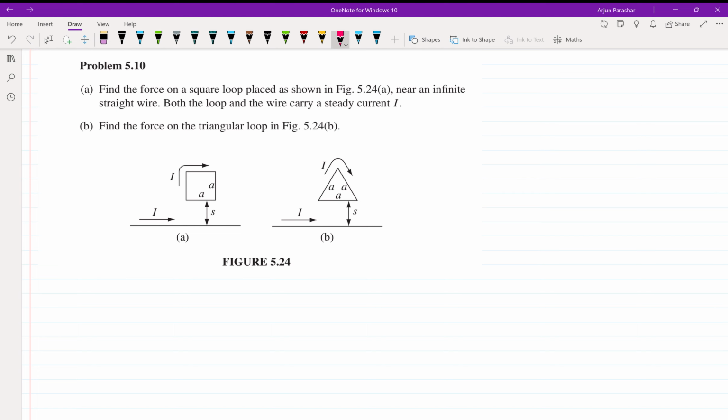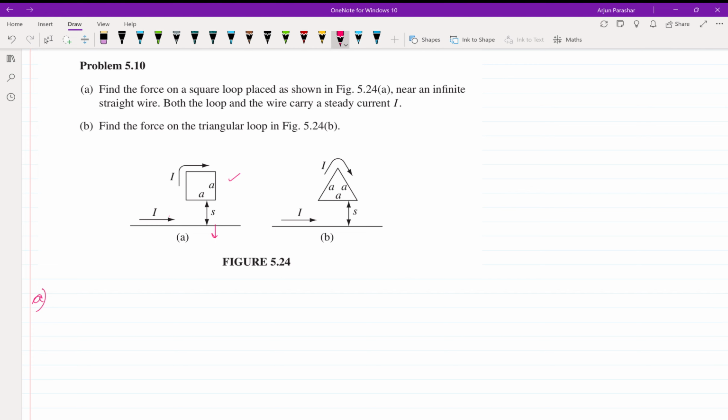Now, let us discuss problem number 5.10 of Griffiths electrodynamics, chapter number 5, magnetostatics. Part A says: find the force on the square loop placed as shown in this figure, near an infinite straight wire. Both the loop and the wire carry current I, it is given.